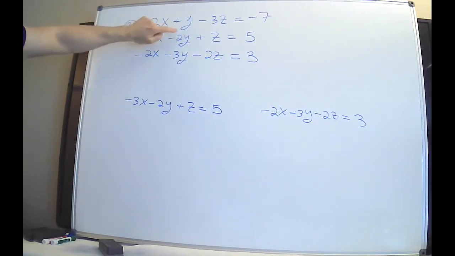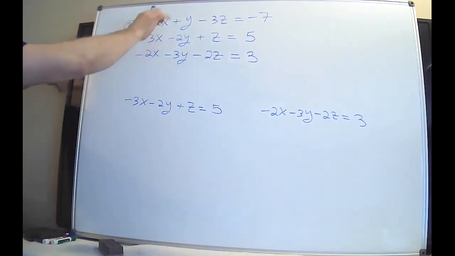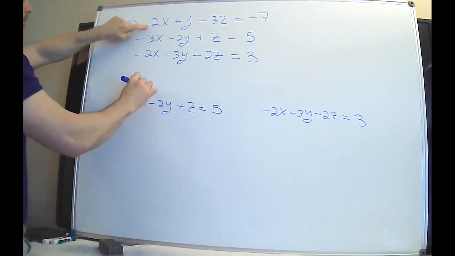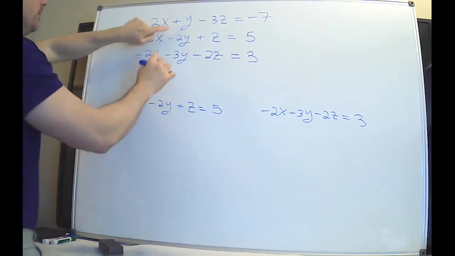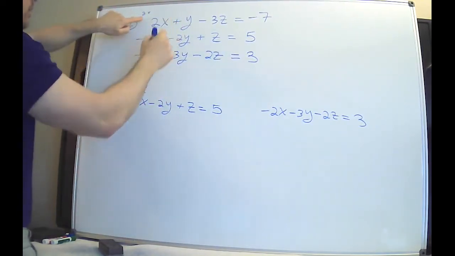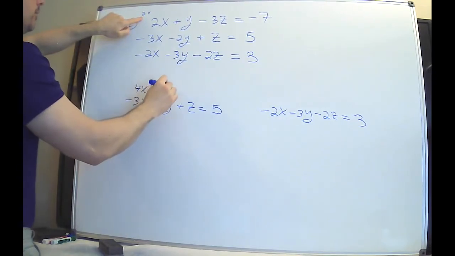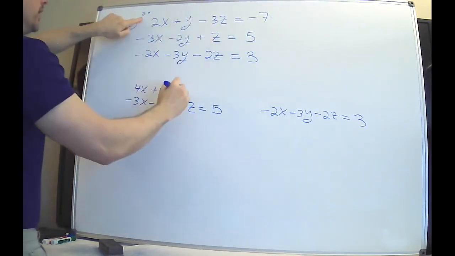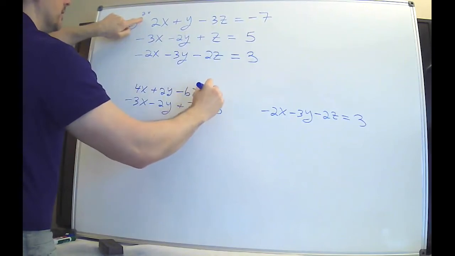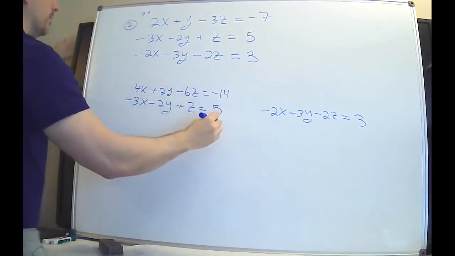Now, when I use the top one and the middle one, I need a 2 here. So I'm going to multiply everybody by 2. So follow. 2 times 2, 4. 2 times 1, let me look. If you want me to put the 2 there, I can put the 2 there. 2 times 1, 2. 2 times -3, -6. And then 2 times -7, -14.